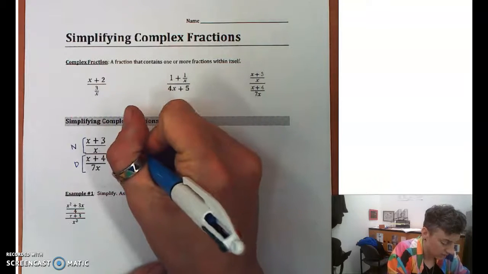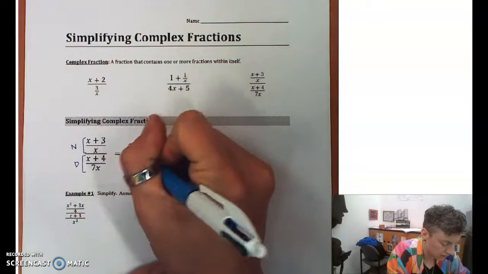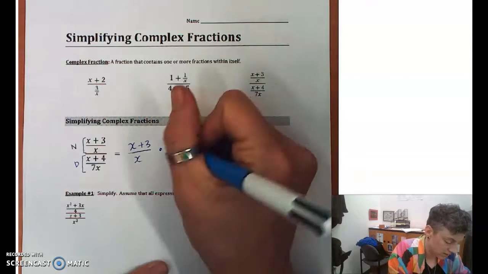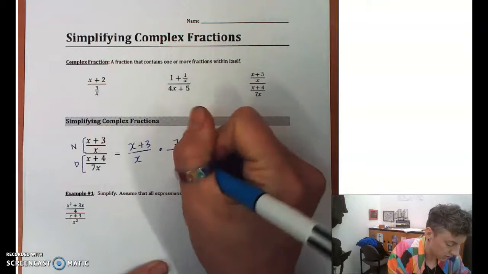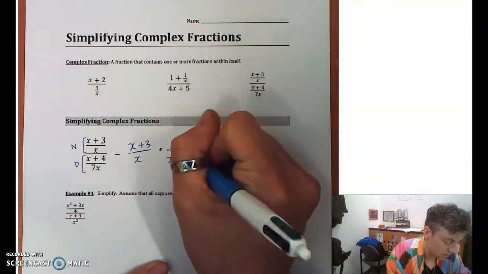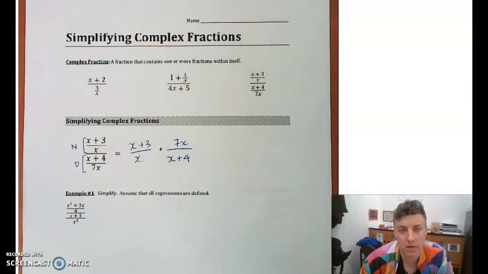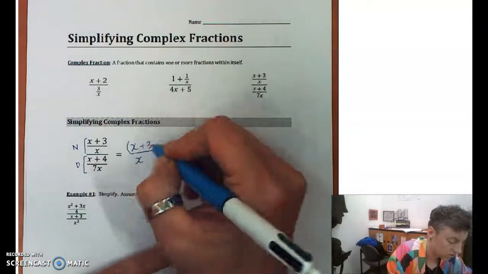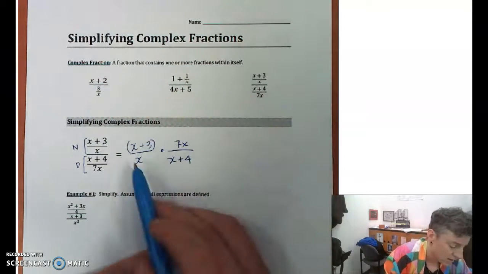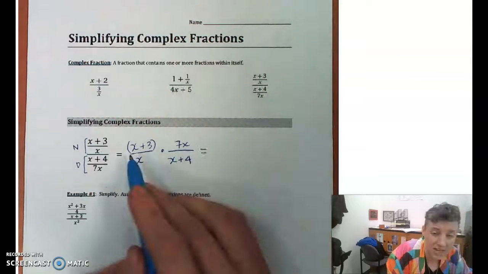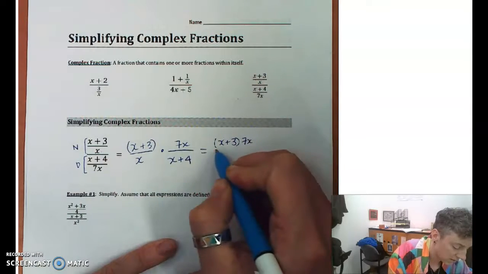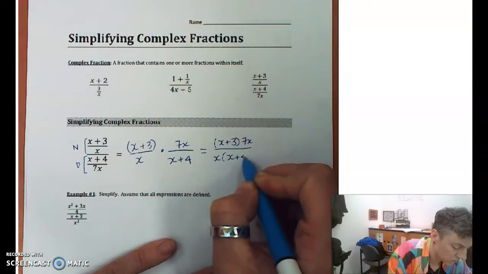So we'll have x plus 3 over x times the reciprocal of the bottom, 7x over x plus 4. Much better, much nicer. We know how to deal with multiplying fractions. We just multiply straight across. So let's do that. Shall we? I think we shall. 7x times x plus 3, or quantity x plus 3 times 7x on the top, and x times x plus 4 on the bottom.